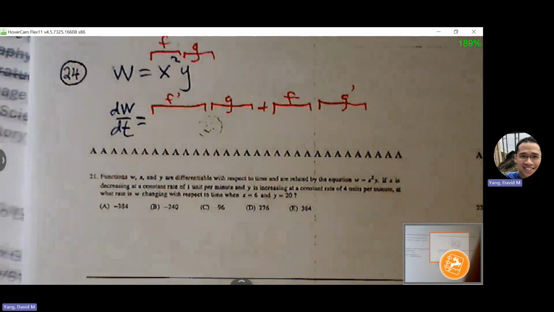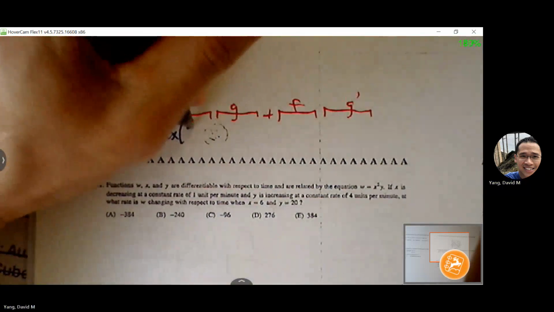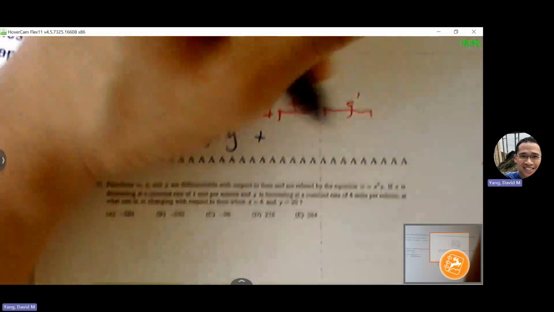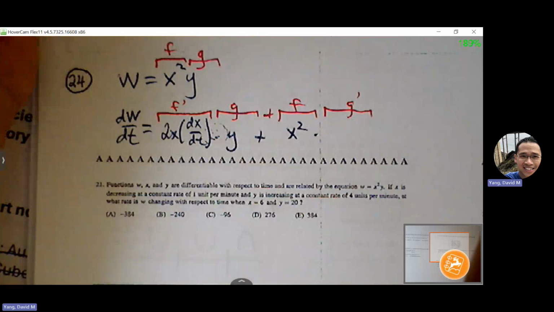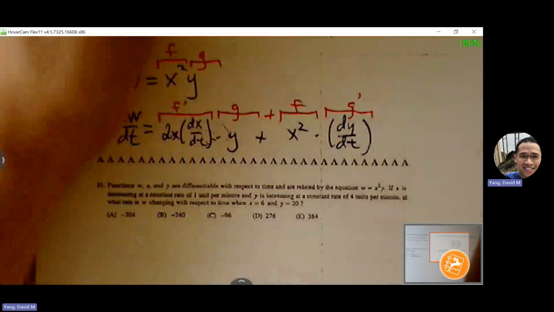Okay, so x squared's derivative is 2x dx dt times the g function, which is y, plus back to f, and then g prime, y's derivative is 1 dy dx, dt, sorry, dy dt.